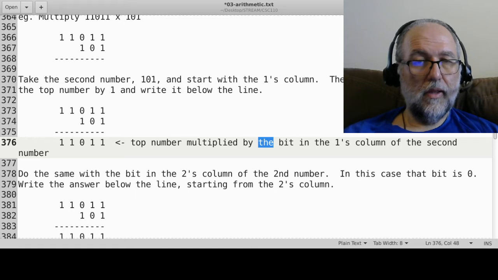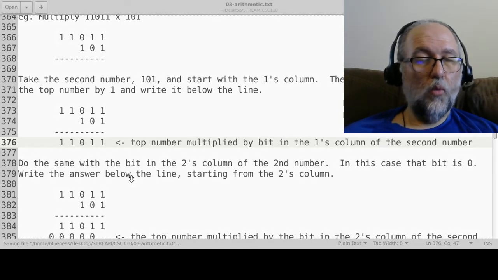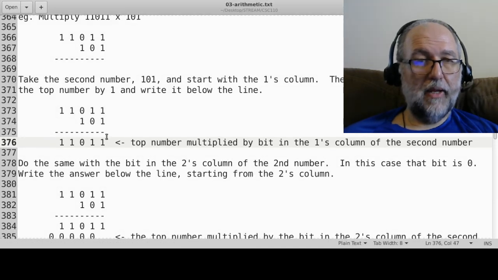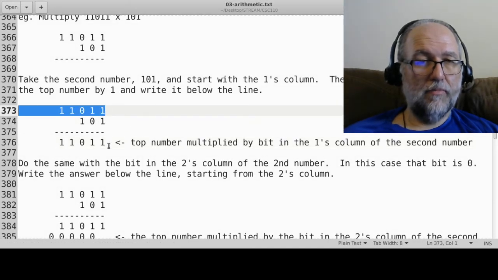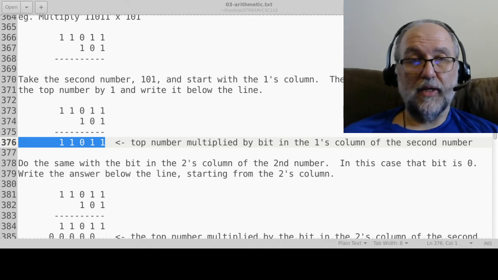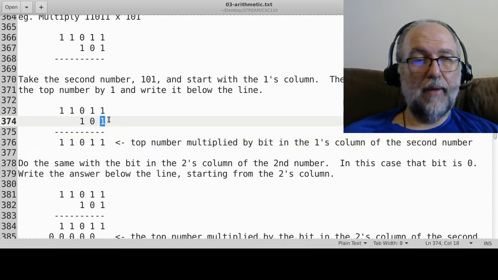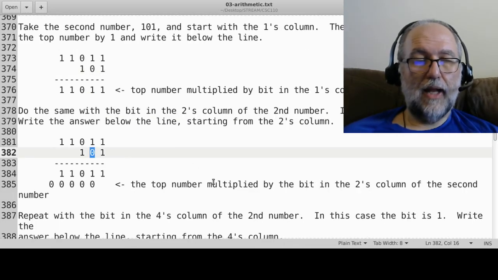Top number. Okay, there we go. So notice when you multiply by this bit here, you just get that top number repeated, because essentially you're just multiplying by 1, and multiplying by 1 doesn't change anything. Well, now, since we're done multiplying by this number, what do we do? We move on to that number.